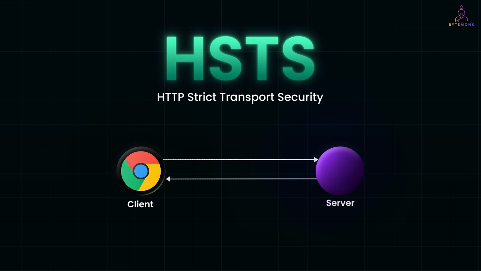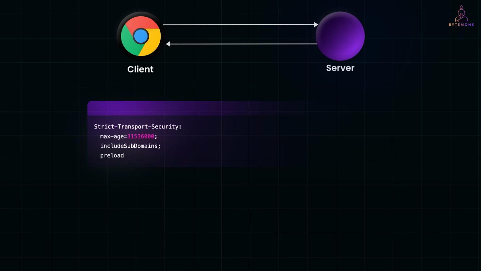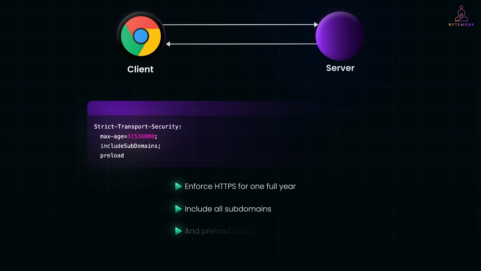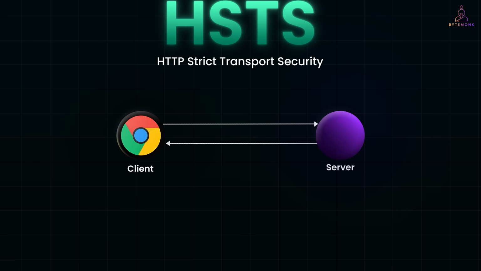HSTS fixes this. Once the browser sees the HSTS header, it knows always use HTTPS for this domain, no exceptions. And here is what it looks like. This tells the browser, enforce HTTPS for one full year, include all subdomains, and preload this rule into browsers so even first-time visitors connect securely. It's a small header with a big impact, shutting down a common attack vector most people don't even realize exists.